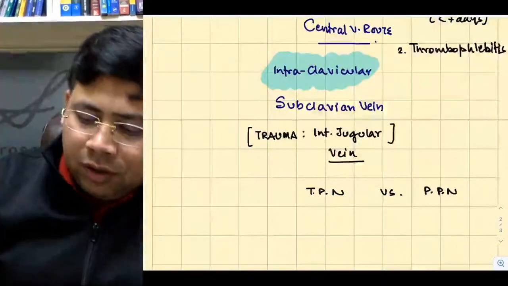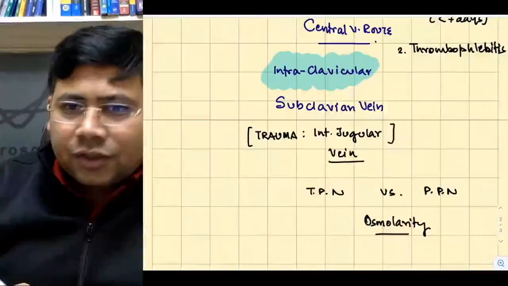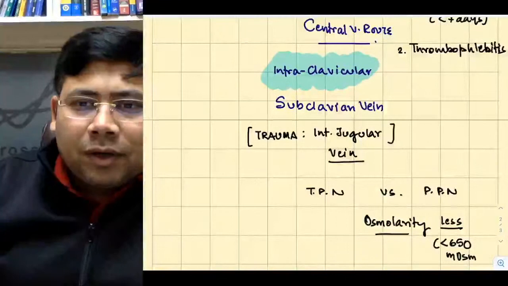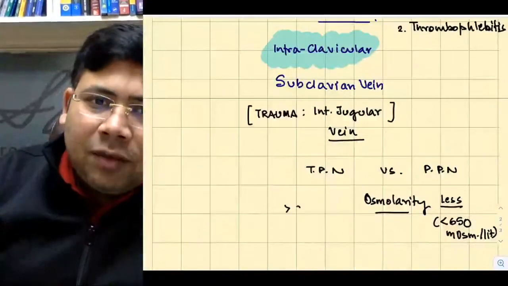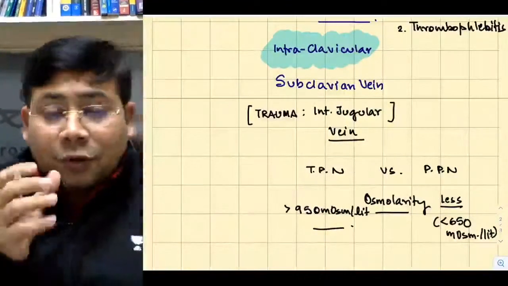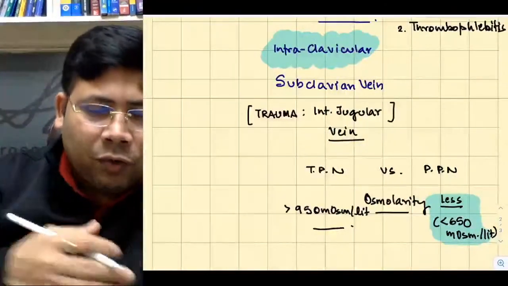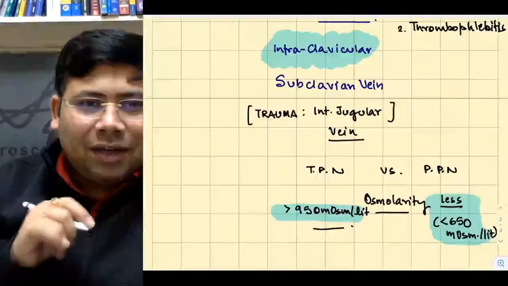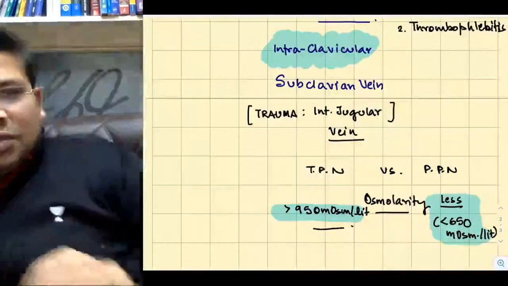to make it compatible to go via IV route, the osmolarity or the concentration is less. If you talk about PPN, it is less than 650 milliosmoles per liter. And if you talk about TPN, this is roughly more than 950 milliosmoles per liter. So you can understand that PPN, they are less concentrated and hence they are fit for being given via what? Peripheral venous route. And TPN, they are highly viscous. So if you give TPN via peripheral venous route, boss, within 1 to 2 days, there will be very severe level of what? Thrombophlebitis. Now let us move forward, students.